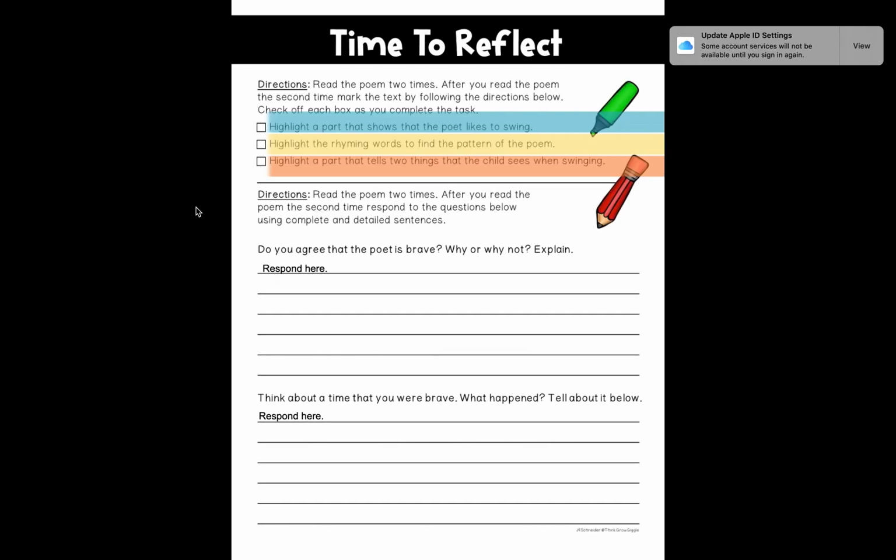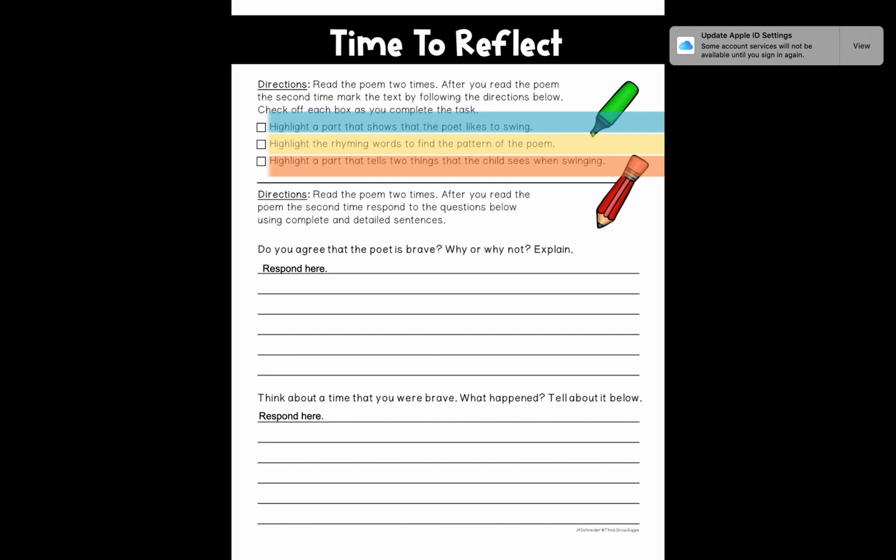So what our directions are right now in this activity is to think about what the author is showing us and reflecting on the poetry. So directions: read the poem 2 times. After you read the poem the second time, mark the text by the following directions.